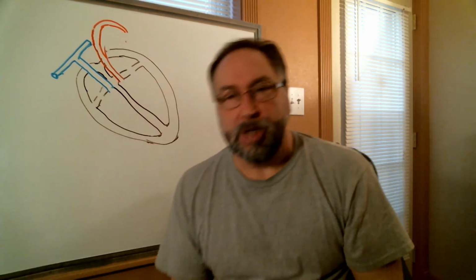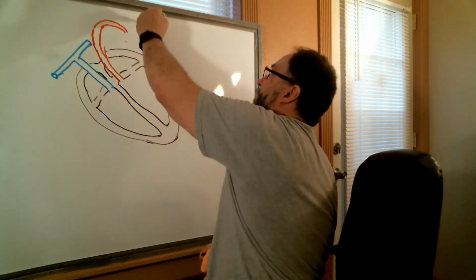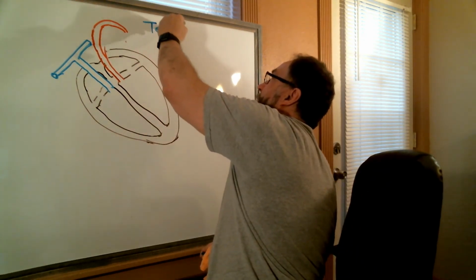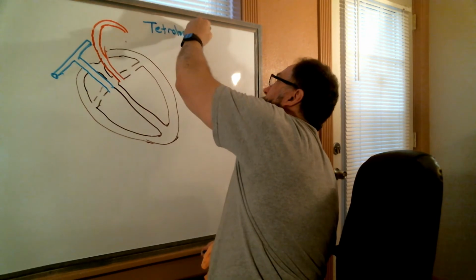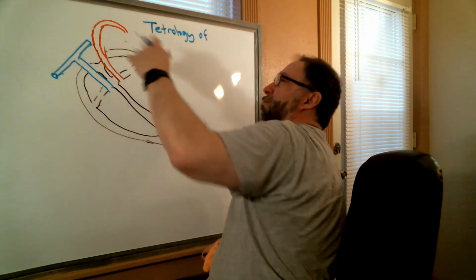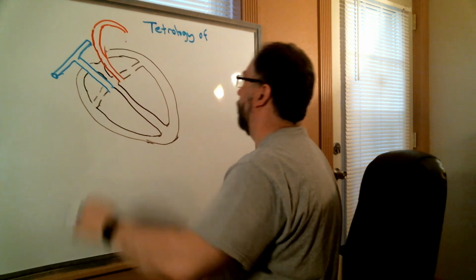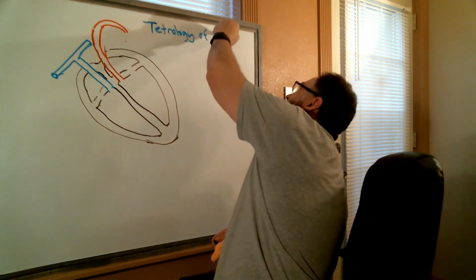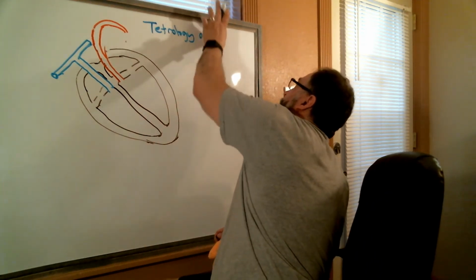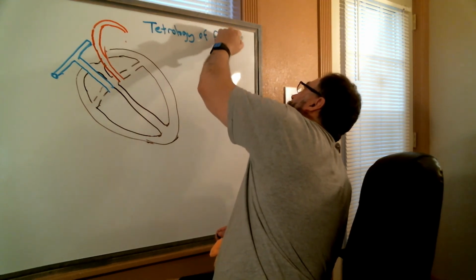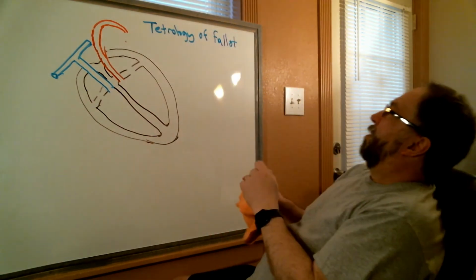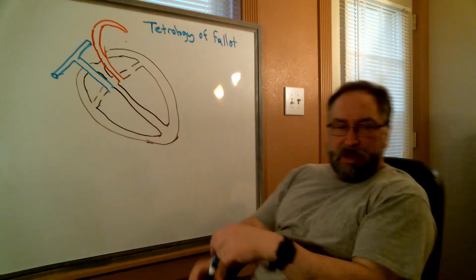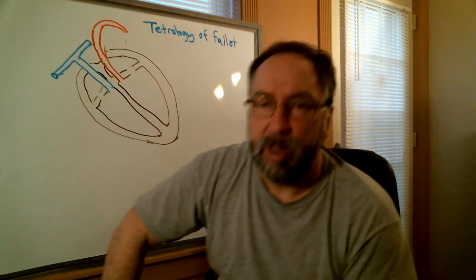It is a congenital heart defect. Tetralogy, which means four in Greek or Latin or whatever. Tetralogy of Fallot, F-A-L-L-O-T. I think it might be a French name. Who cares? Tetralogy of Fallot.